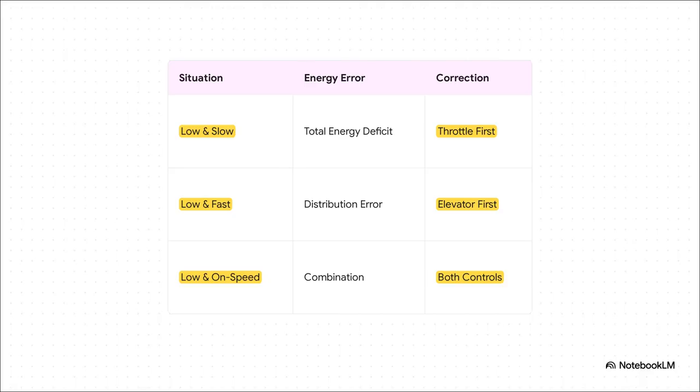Well, the answer depends entirely on the plane's energy state. If you're low and slow, you have a total energy deficit. Your bank account is low, you need to add energy, so you hit the throttle first. But what if you're low and fast? That's a distribution error. You have plenty of energy, it's just in the wrong account. In that case, you use the elevator to trade that extra speed for the altitude you need. You have to diagnose the energy problem before you can fix it.